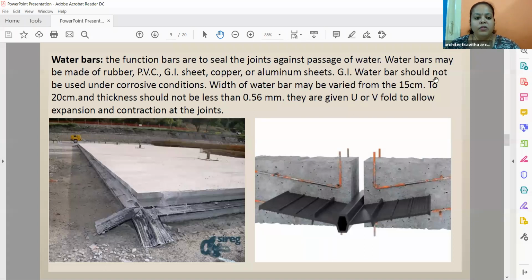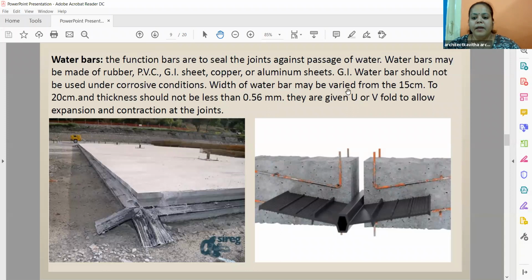GI water bar should not be used under corrosive condition. So GI is what? Your metal sheets. So those should not be used where continuous water is there. So you can use PVC or rubber. Mostly they use rubber sheets because it is easy and it is low in cost.